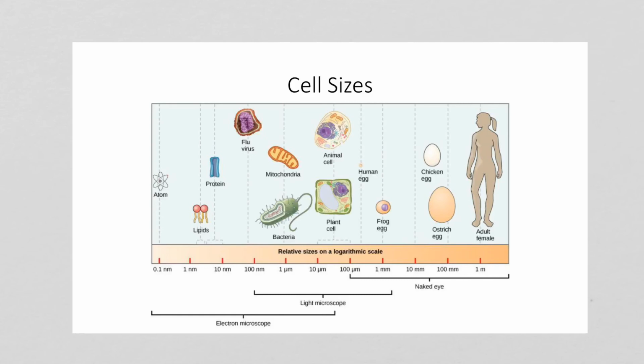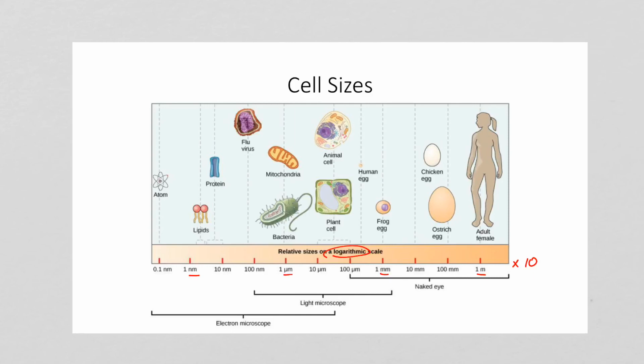Let's take a look then at some rough cell sizes. You'll notice on the x-axis here, we've got nanometers, micrometers, millimeters, and meters. Every step along here, you are multiplying by 10. We call this a logarithmic scale. So it's not your normal x-axis. You're not going up by the same amount each time. You're actually multiplying by 10 each time.